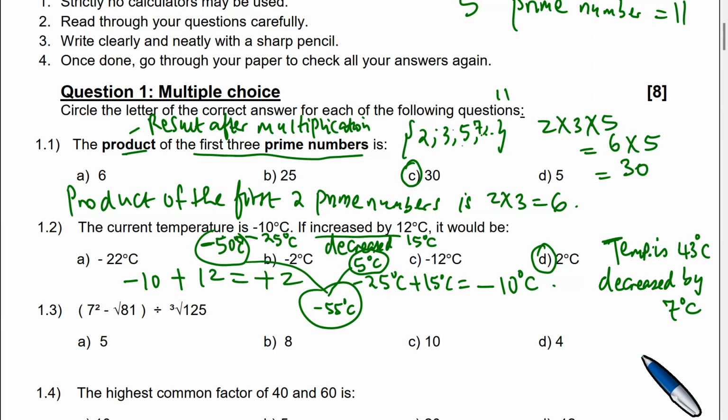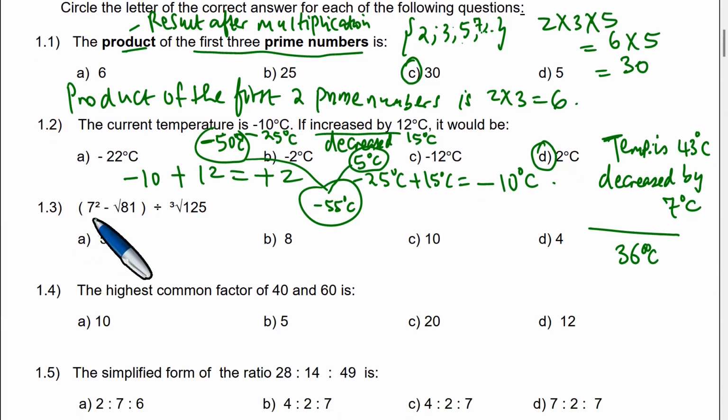So wouldn't it be 36 degrees? Would it not be 36 degrees? Yes, 36 degrees Celsius. Okay, you sort of get the drift. Next question.